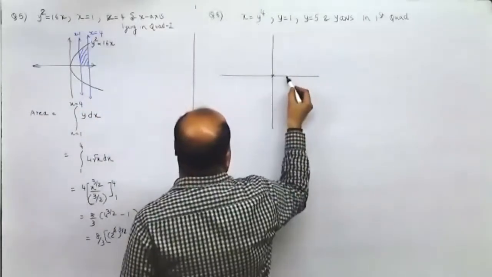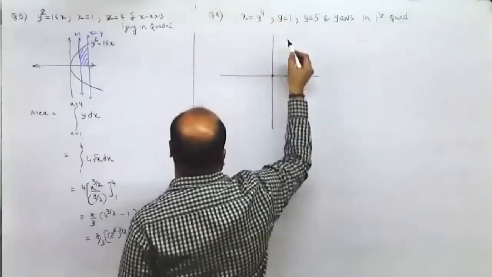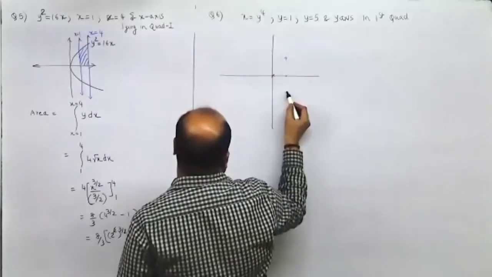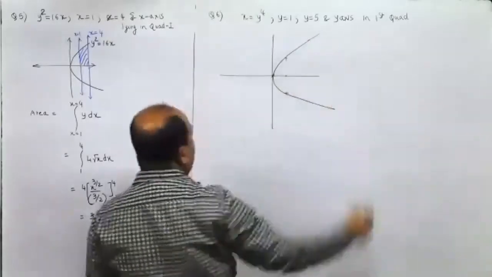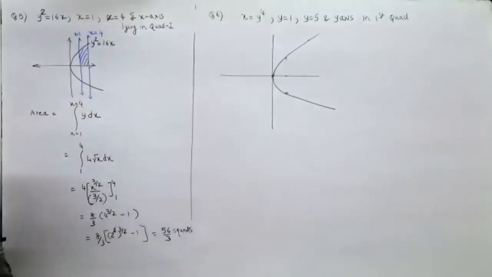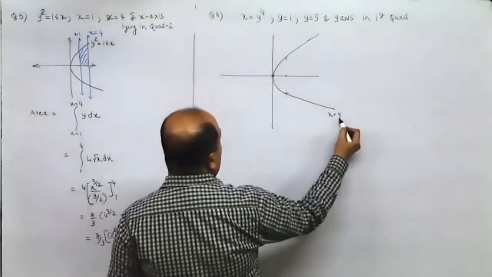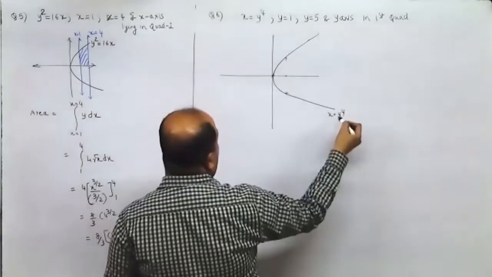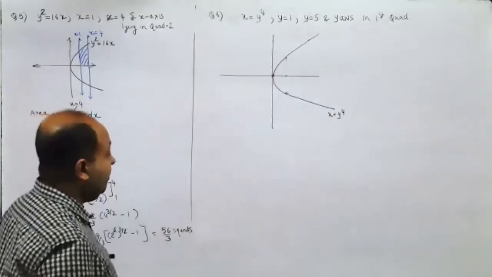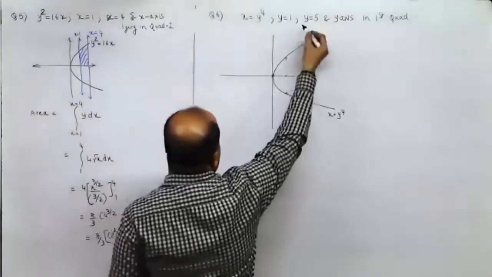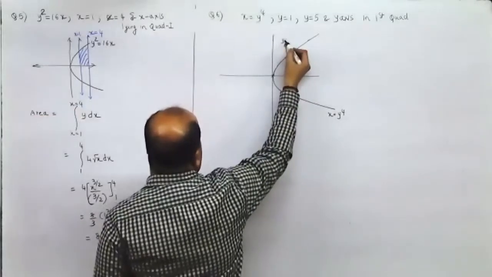Now when I put x equal to 1, y would be 1 raised to 1 upon 4. It would be plus 1 or minus 1, somewhere close to a parabola, but not exactly parabolic. For the time being, I am drawing this figure this way. This is x equal to y raised to 4. As you go on putting the values of x, you will get multiple values of y. Now, here y equal to 1 and y equal to 5. This is y equal to 1. This is y equal to 5.